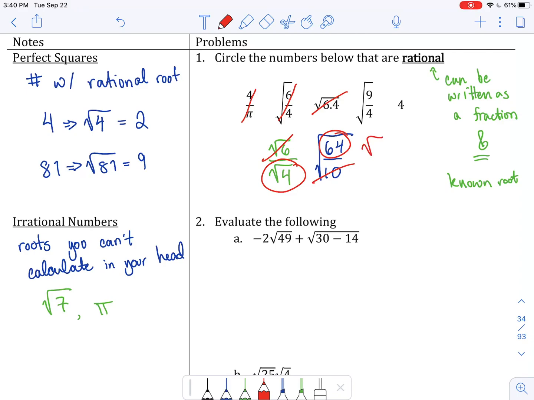Now here, root 9 and root 4, these both work, so this would be a rational number. And lastly, 4, 4 would be absolutely rational. As a fraction, it would be over 1. So we only have 2 rationals here, root 9 over 4 and 4.